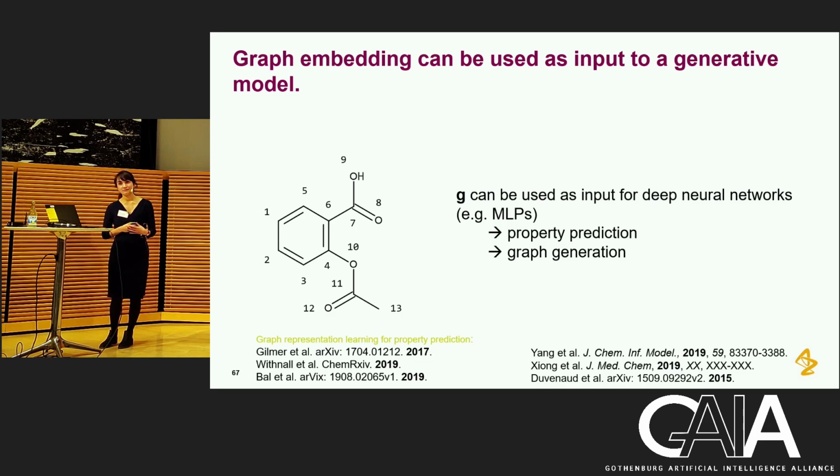And this graph embedding can then be used as input for various other predictive models. So, for example, a deep neural network, and you can use it for property prediction, which lots of people have done. So these are all references to papers that have used graph neural networks for property prediction. And then, as I'm going to talk about, we can also use them for graph generation.